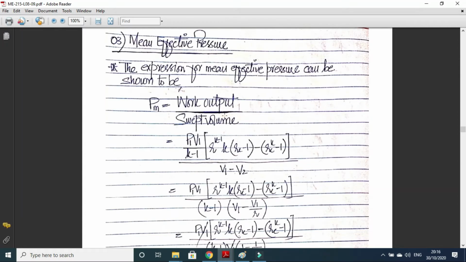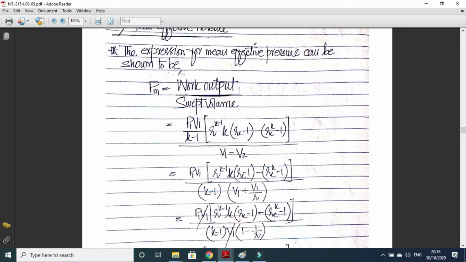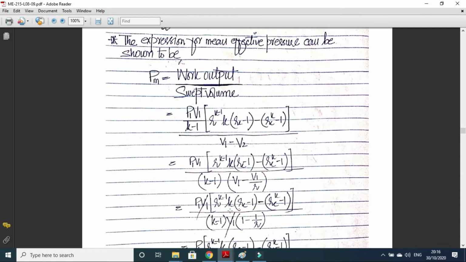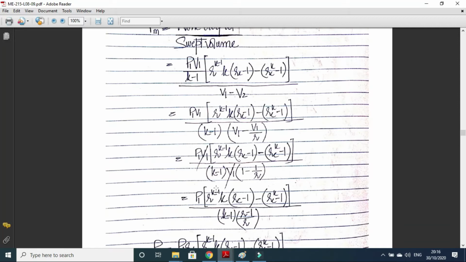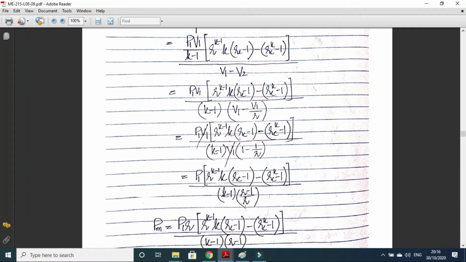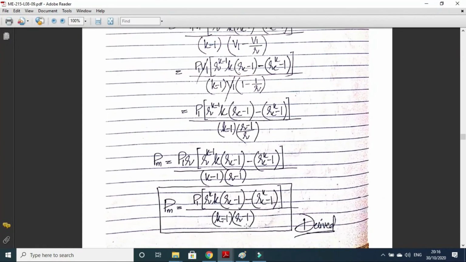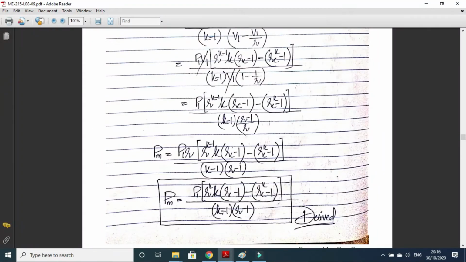Similarly, mean effective pressure is work output divided by swept volume. Work output we have just derived. Swept volume is V1 minus V2. We can write V1 minus V2 as V1 minus V1 upon R, since we have replaced V2 with V1 upon R. We can take V1 common, so P1 V1 and V1 will be cancelled out. 1 minus 1 upon R, we can take LCM, and then R will go. R will come here. So P1 R divided by K minus 1 into R minus 1. So this is the expression for the mean effective pressure.